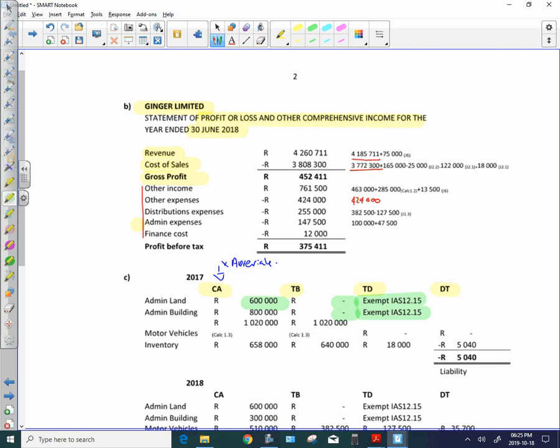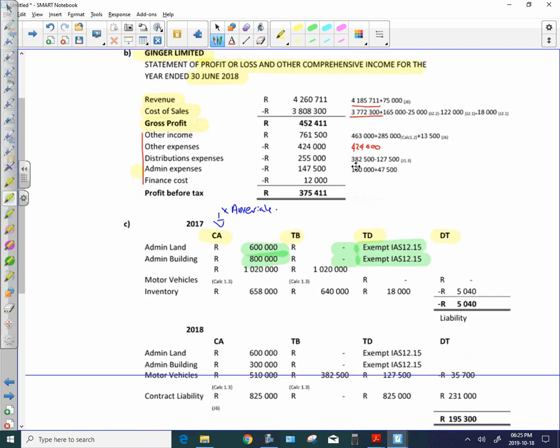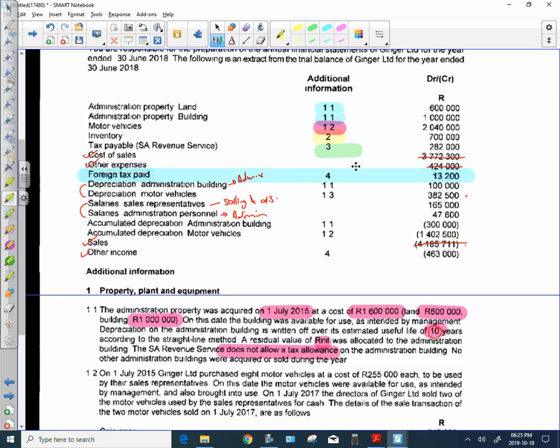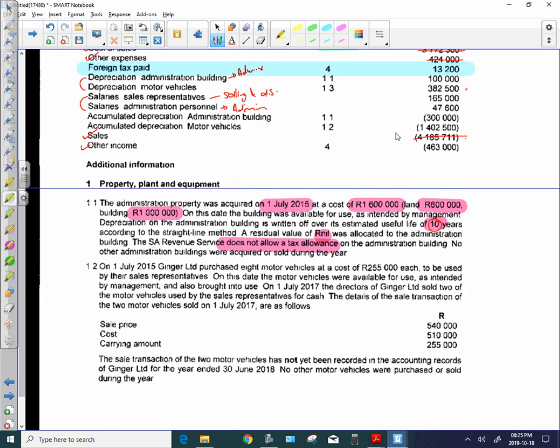Right, so we know we calculated that carrying amount to be 800,000 in 2017, and then 700,000 we said in 2018. Okay, let's just finish the information. Maybe there's something else.